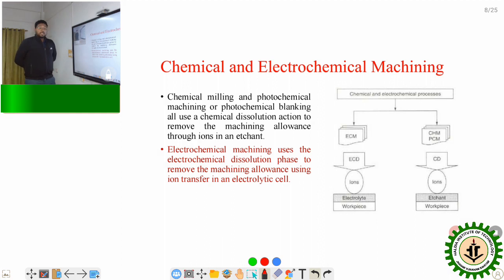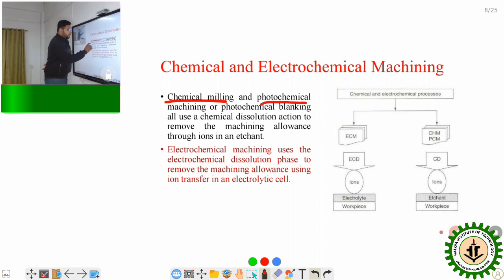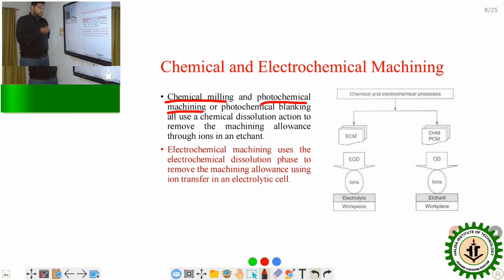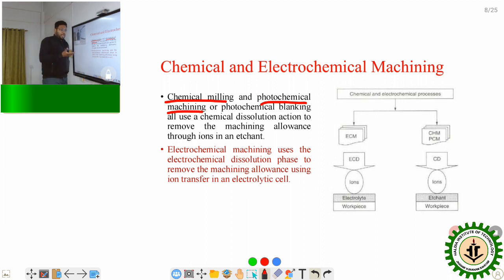Now, chemical and electrochemical machining. This is basically the chemical milling or the photochemical machining process, or it will be a chemical etching process. In chemical etching process, what happens? The particular layer or the surface of the material will be removed. Basically, in case of ECM, electrochemical machining, it only happens in the dielectric fluid, electrolyte.